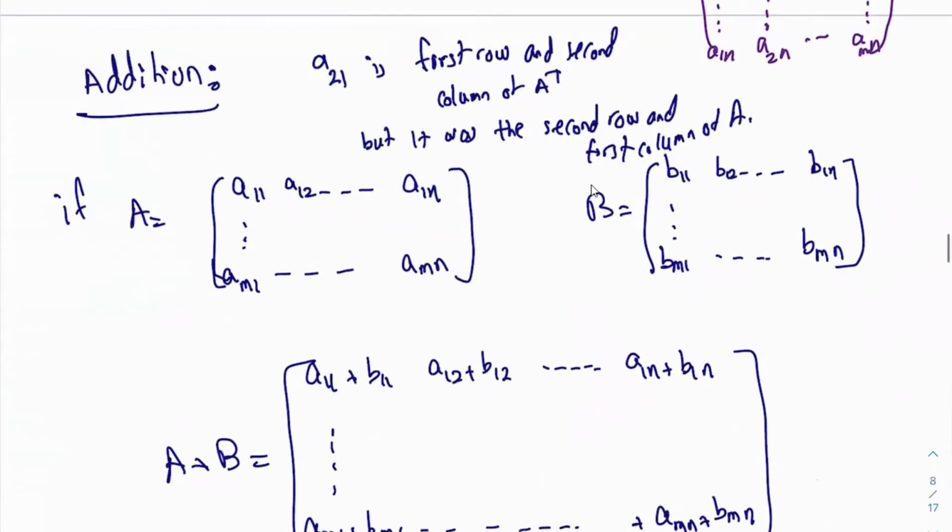So now addition. Addition is defined similar to the vectors. First of all, in order to add two matrices, there is one condition only. They should have the same dimension, because we are going to add the corresponding entries together. So in order to add A and B, they should have the same dimension. Now, if A is m by n, B must be m by n as well.